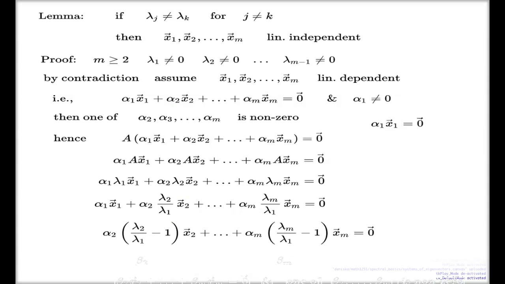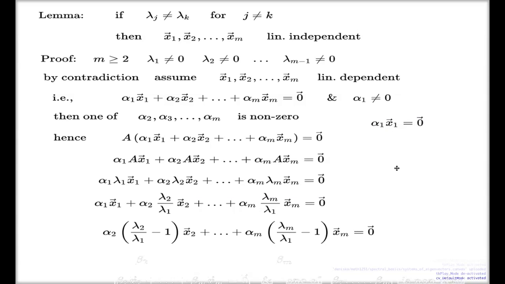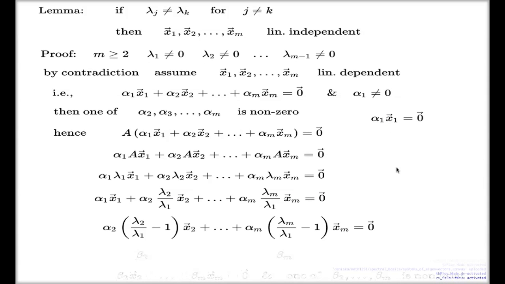Now listen to what I'm going to say. I'm almost finished. Remember my original assumption that all lambdas, look at this, all of the eigenvalues, are pairwise distinct. It means every fraction here is not 1. It will be 1 only when they are identical. So every bracket here is non-zero.